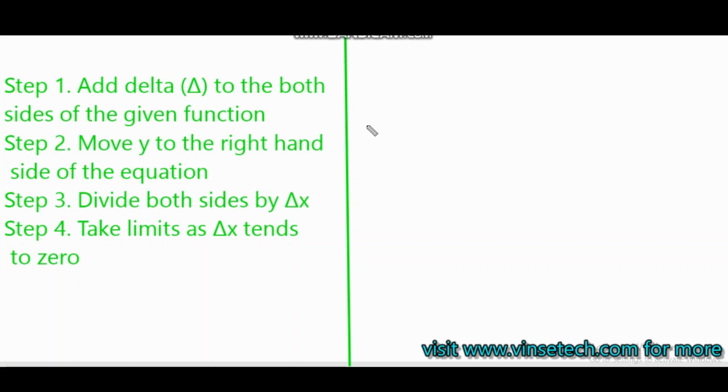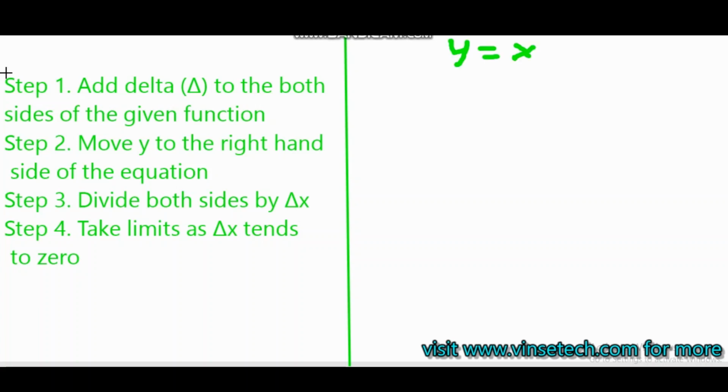The first thing you have to do, step 1, you add delta y to both sides of the given equation. Then step 2, you move y to the right hand side of the equation. Then step 3, you divide both sides of the given equation by delta x. Then the final step, step 4, you take the limits as delta x tends to 0. Following the steps, you will get the differentiation of a function using the first principle method.